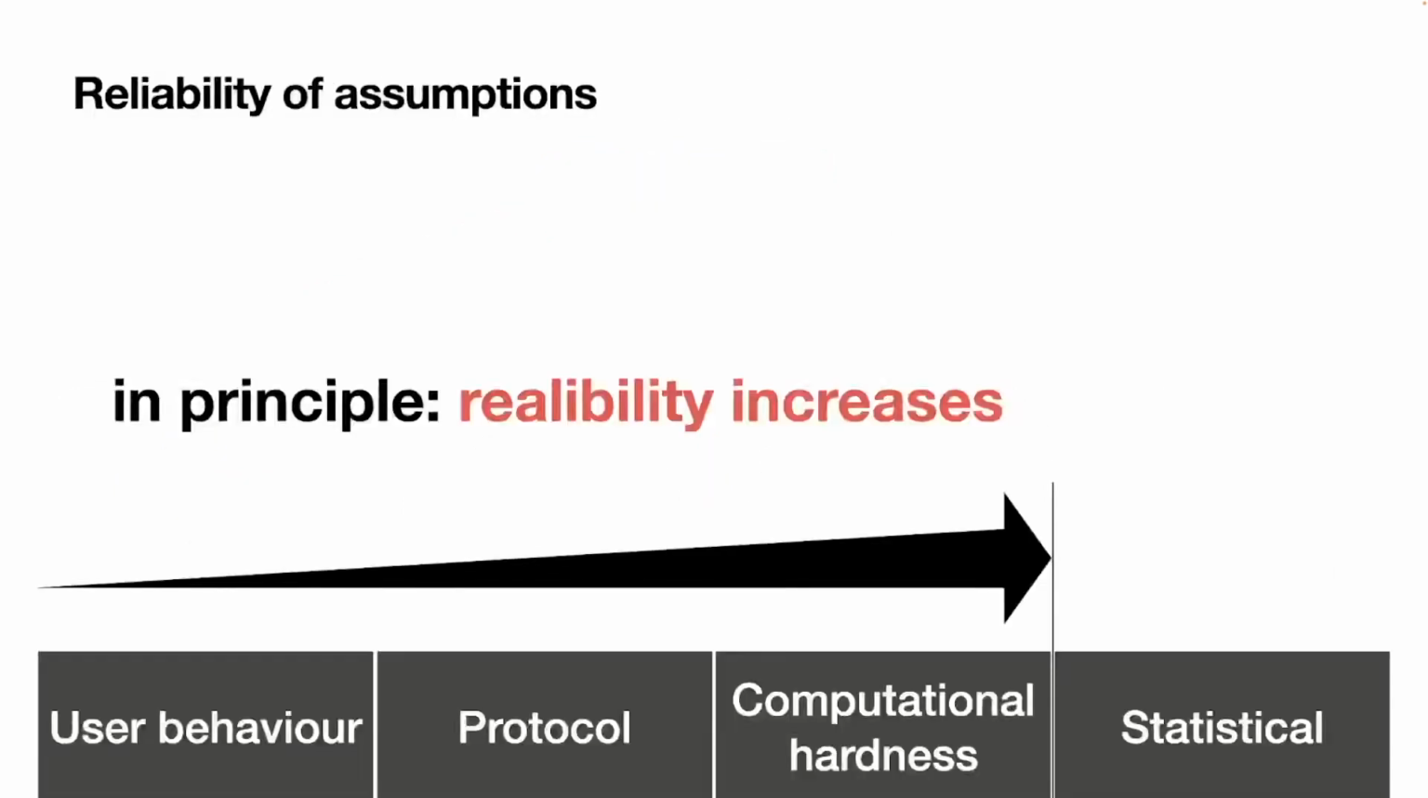And to do so, we state the principal rule that reliability increases from user behavior to computational hardness assumptions. And the reason is that user behavior changes, and in order to assess its reliability, one would require ground truth data, which is hard to obtain. Computational hardness assumptions, on the other hand, are well studied in the community, are probably around for quite some time, so they are in principle more reliable. For statistical assumptions, we can't really say anything because they depend on the actual likelihood of the event.